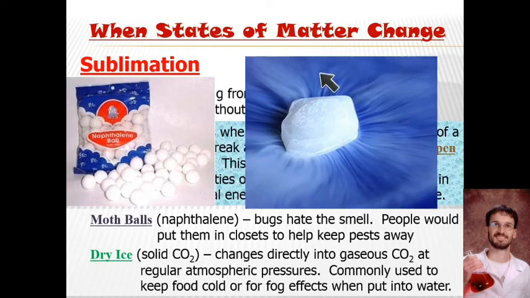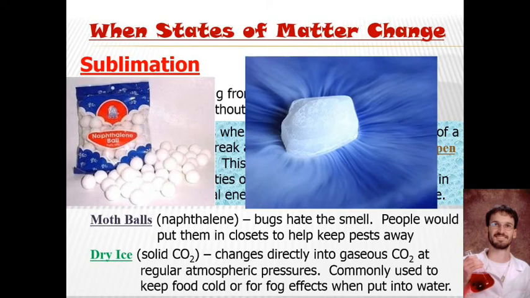This is dry ice, which is the solid form of carbon dioxide gas. Carbon dioxide doesn't really exist in a liquid state unless you make really specific conditions, but out in the normal atmosphere of Earth, you can't get liquid carbon dioxide.